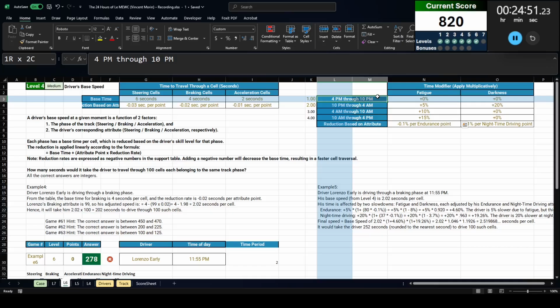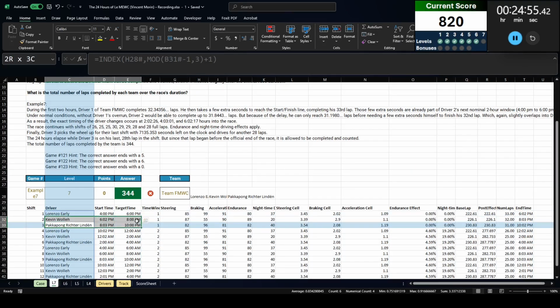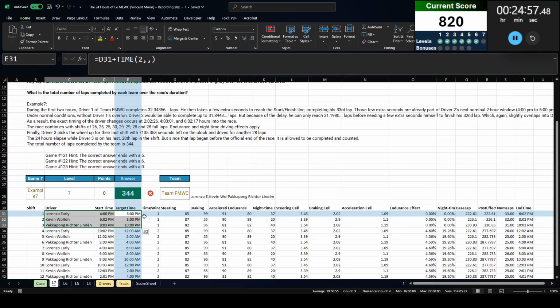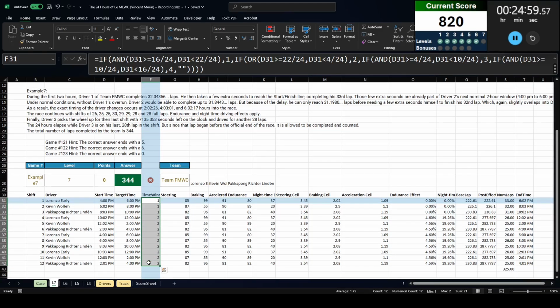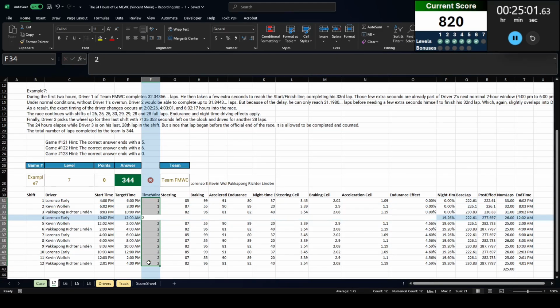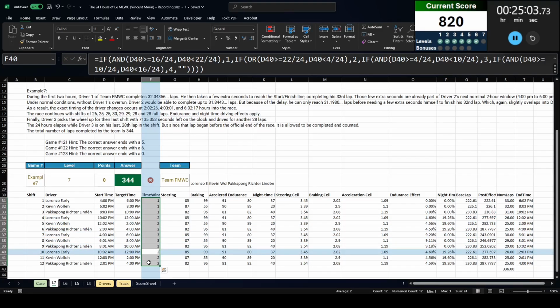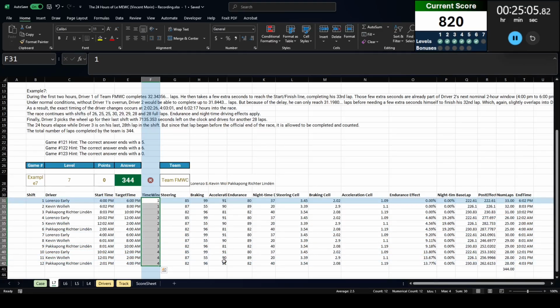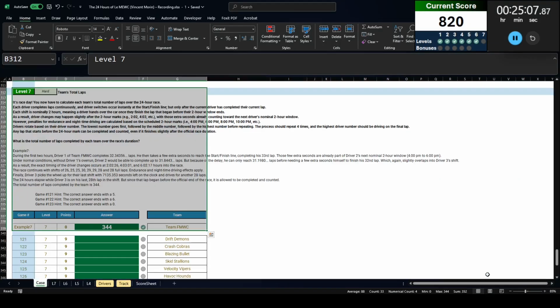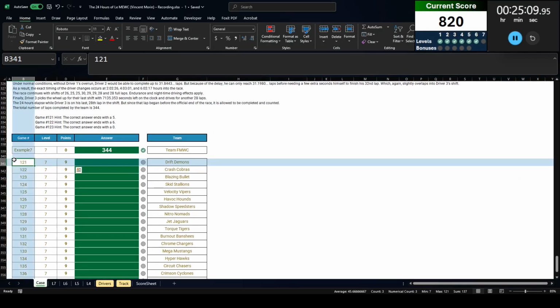So this is 6 hours. Each driver gets 2 hours, so that should be 6. These 3 drivers together is 6. So I'm going to, again, do the easy way. 1, 1, 1, that's the first shift. 2, 2, 2, that's the second shift. 3, 3, 3, that's the third shift. 4, 4, 4, that's the fourth shift. Now I get numbers that match. Let's run the data table.